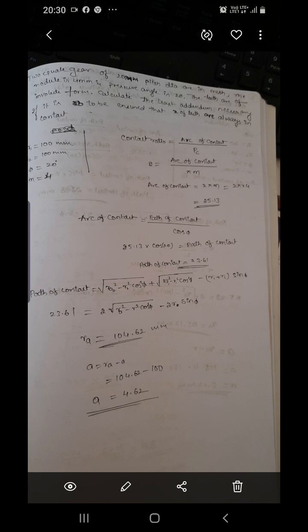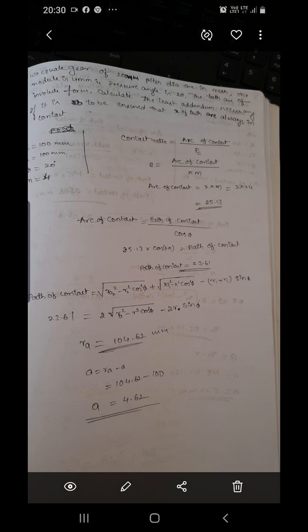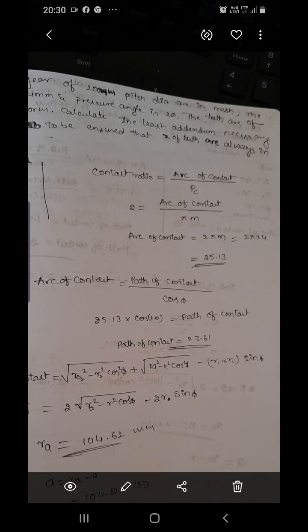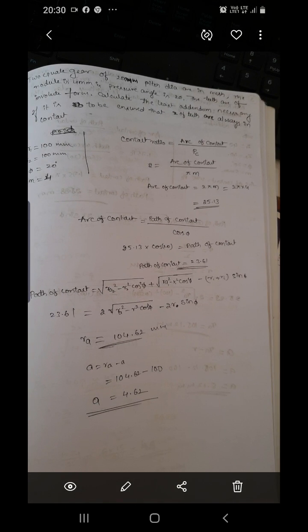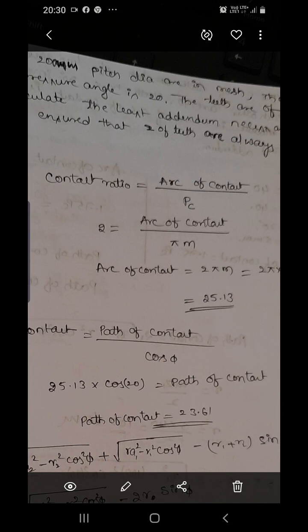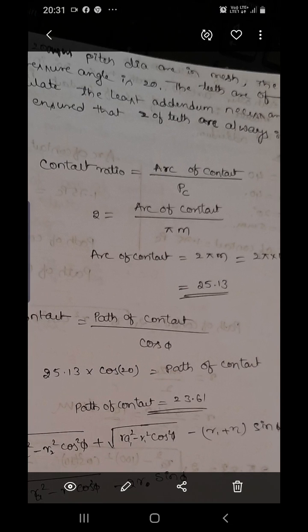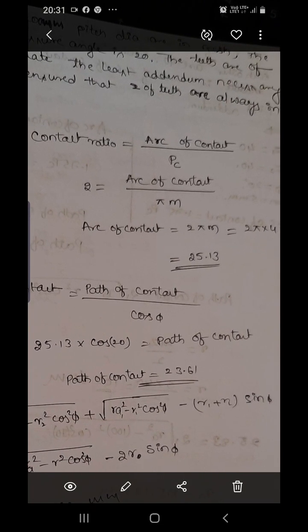In the derivation we discussed, first is path of contact, next is arc of contact, and next is contact ratio. So first, segregating the data: R1 is 100 millimeter, R2 is 100 millimeter, phi is 20, M is 4, and the contact ratio specified in the problem is 2. Now take the contact ratio. Contact ratio is equal to arc of contact by circular pitch. What is the circular pitch? PC is equal to pi m, which we derived while discussing the derivation.